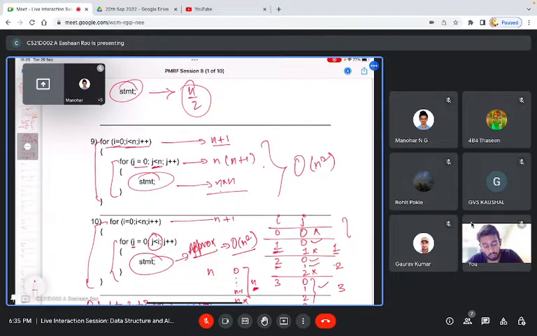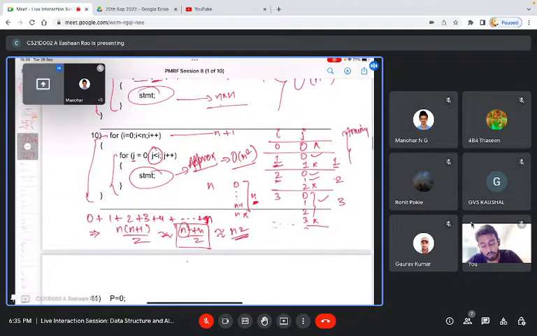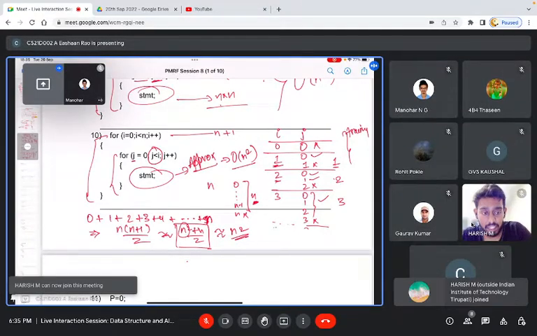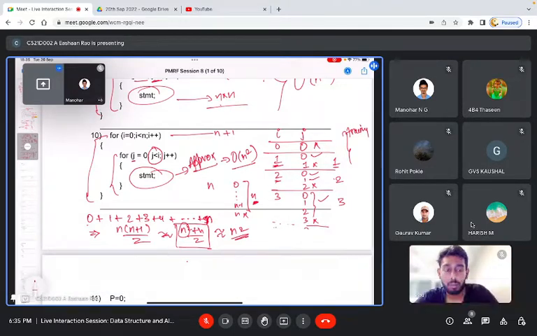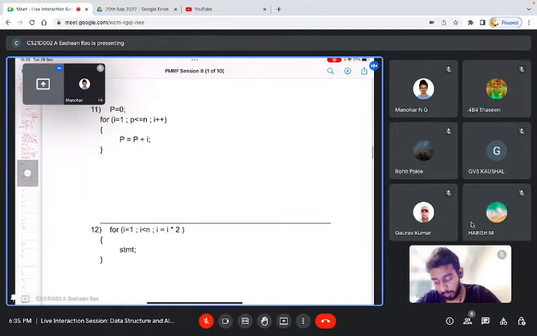So this is called tracing. We have to trace it out for every i value. We have to trace how the j value is responding. Once this j value is responding, we have to find the pattern. So in this we have found the pattern that it is 0 plus 1 plus 2 plus 3 plus 4 up to n. So it is giving a sum of first n numbers, and that's how it is giving n square. Okay, coming to the next question.